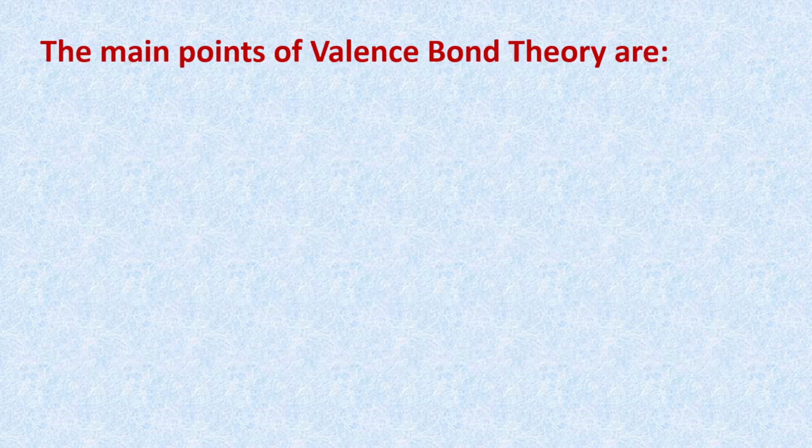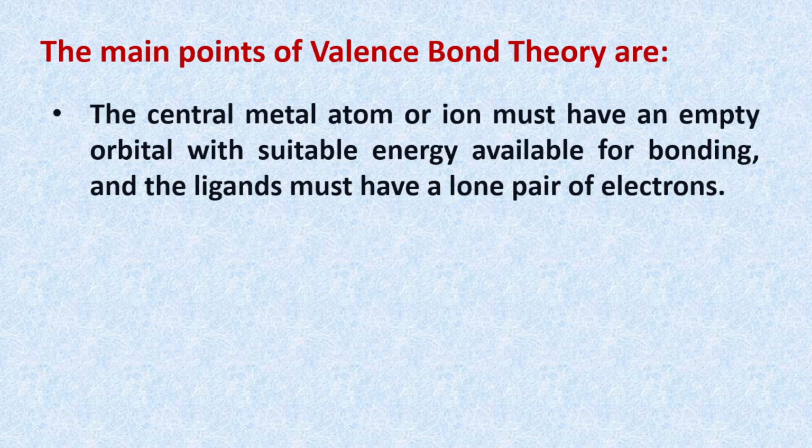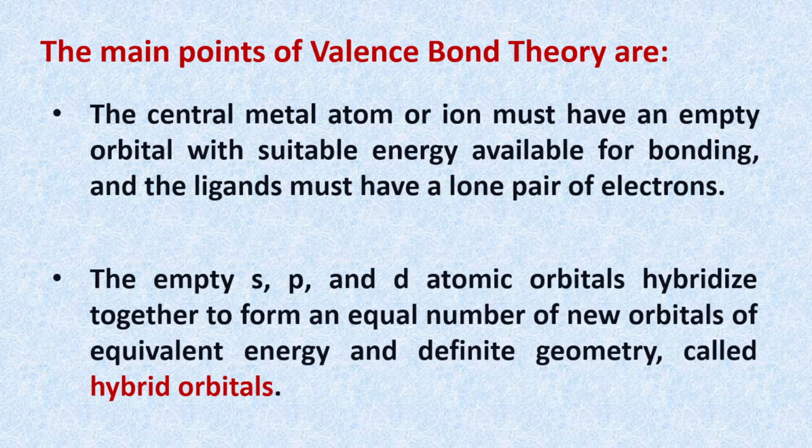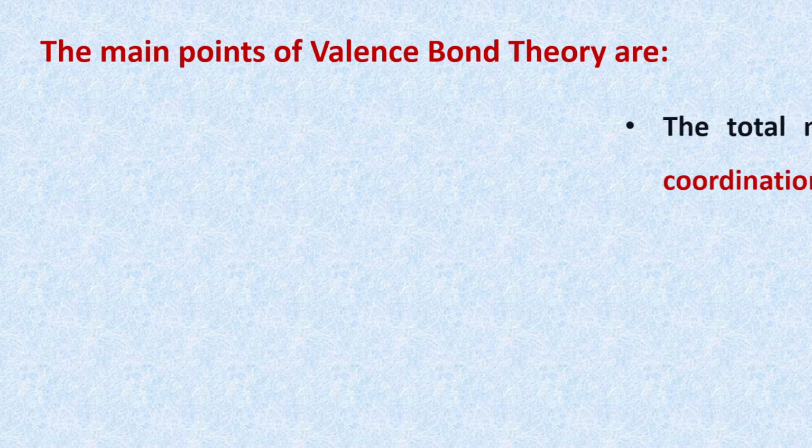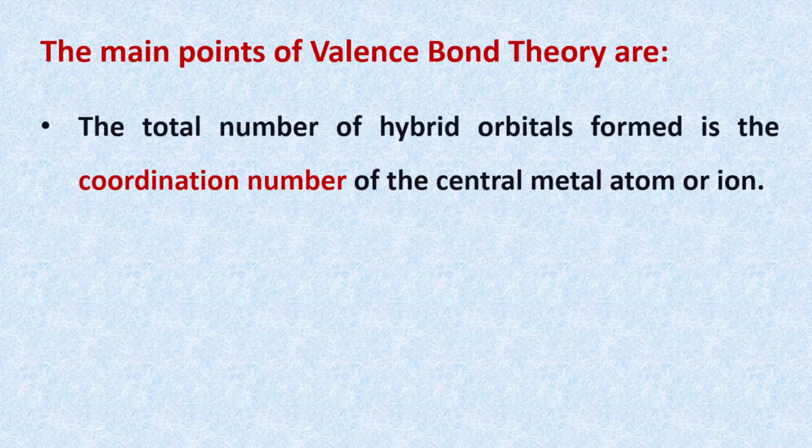The main postulates of VBT are: the central metal must have an empty orbital with suitable energy available for bonding, and the ligand must have a lone pair of electrons. The empty s, p and d atomic orbitals hybridize together to form an equal number of new orbitals of equivalent energy and definite geometry called hybrid orbitals. The total number of hybrid orbitals formed is the coordination number of the central metal atom or ion.